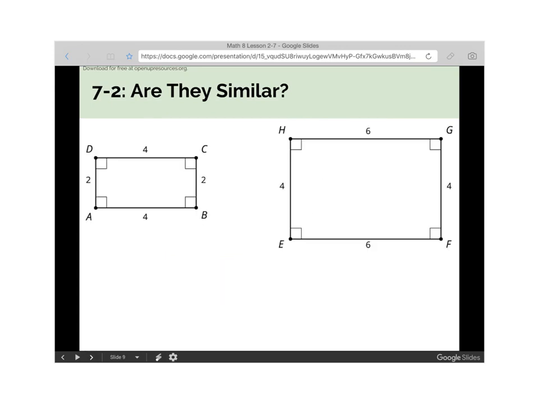Let's look at number 2. You should see these two shapes, and I'm going to read the caption below. Jada says these rectangles are similar because all of the side lengths differ by 2. That is 4 plus 2 is 6, 2 plus 2 is 4, 4 plus 2 is 6, and 2 plus 2 is 4. Lynn says these rectangles are similar.